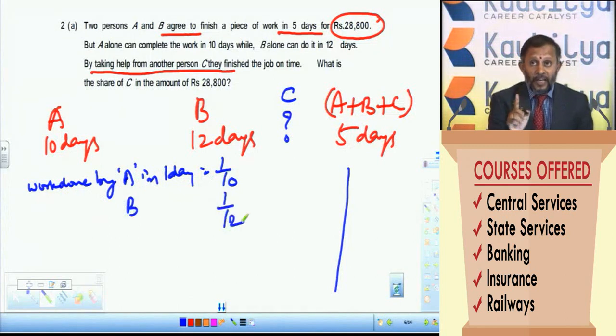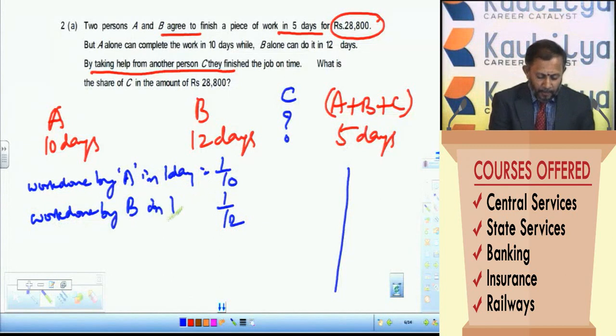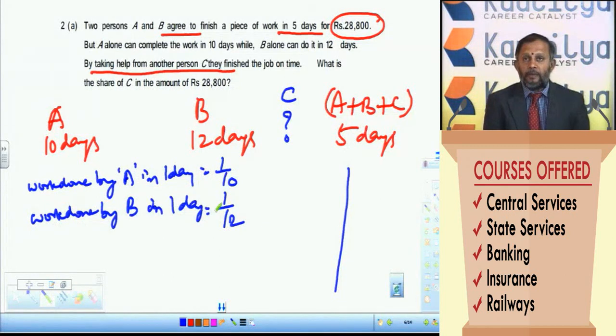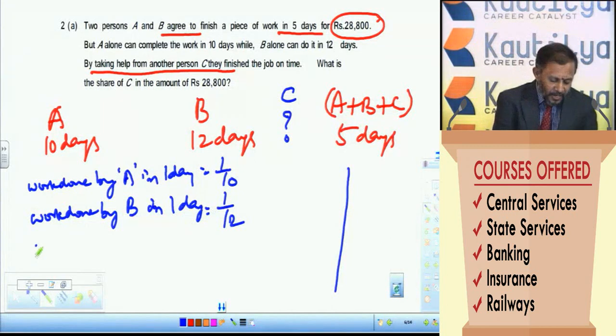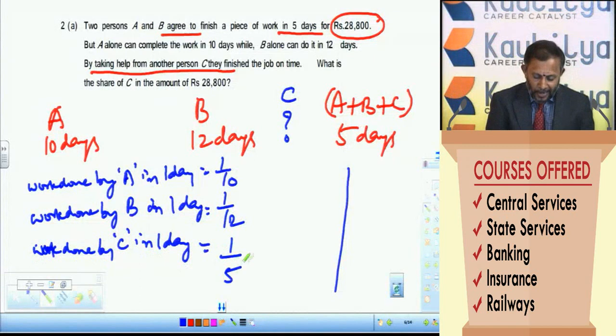Here one has to write all the elements, you are not supposed to leave any gap like this. So you have to complete the total line. Work done by B in 1 day, that is 1 by 12. But how to calculate the work done by C in 1 day? In order to calculate the work done by C in 1 day, 1 by 5 minus 1 by 10 minus 1 by 12.